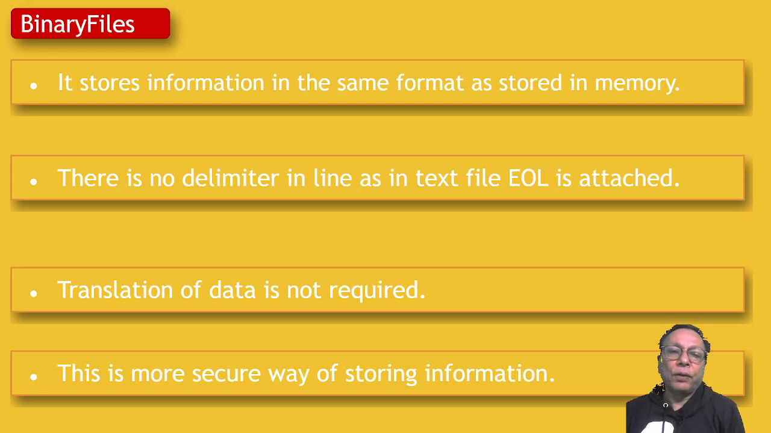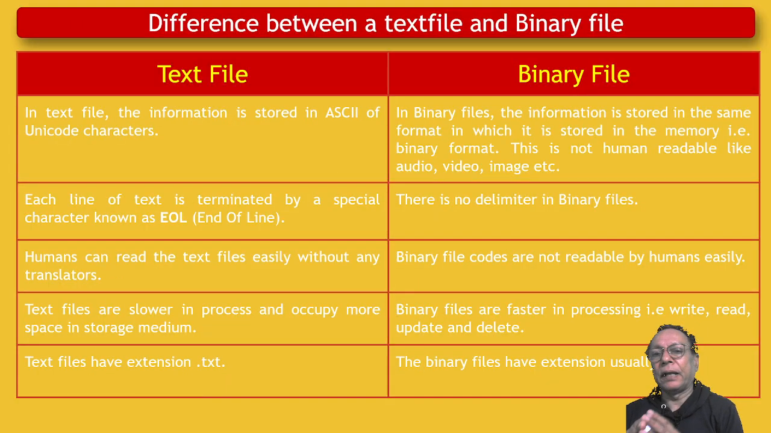Now we are going to discuss the difference between the text file and the binary files. So in text file, the information is stored in ASCII or Unicode characters, whereas in binary, the information is stored in the same format in which it is stored in the memory. That is binary format. This is not human readable.